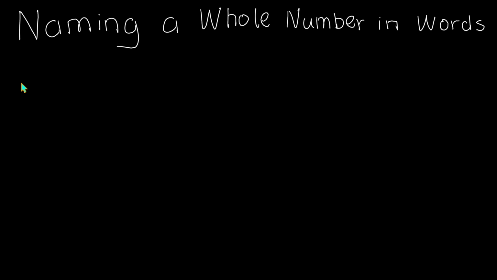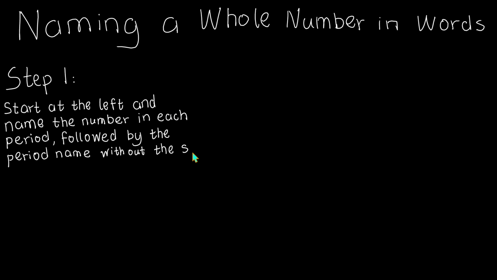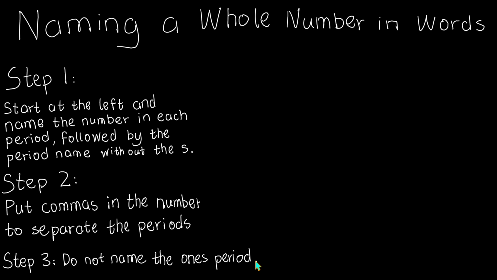So the first step to name a whole number in words is to start at the left and name the number in each period, followed by the period name without the s. The second step is to put commas in the number to separate the periods. The third step is to remember not to name the ones period. So these three steps are what you need to name a whole number in words.